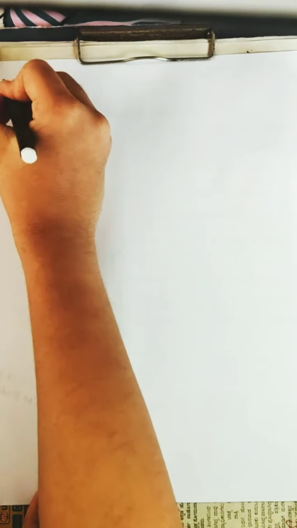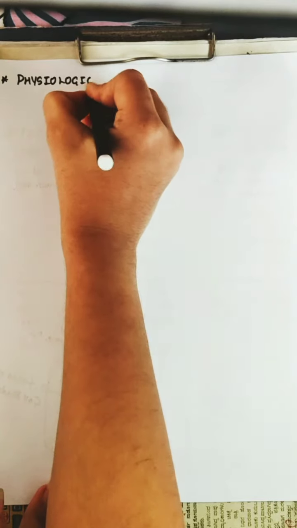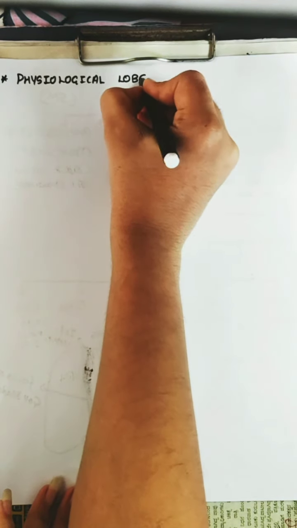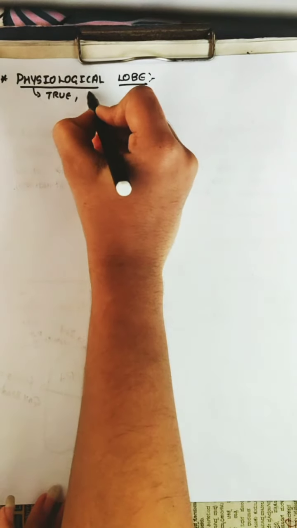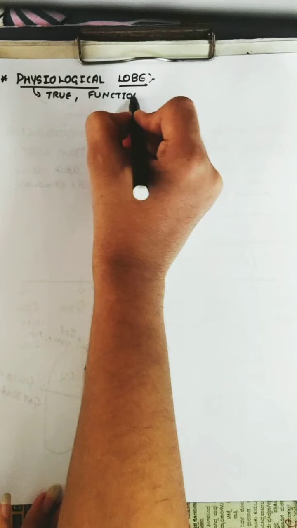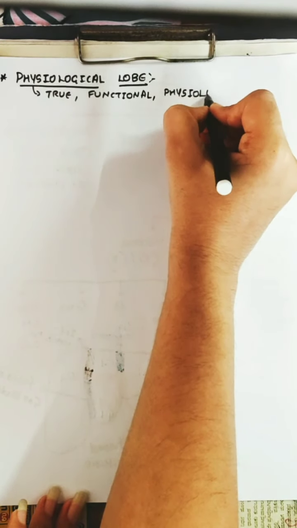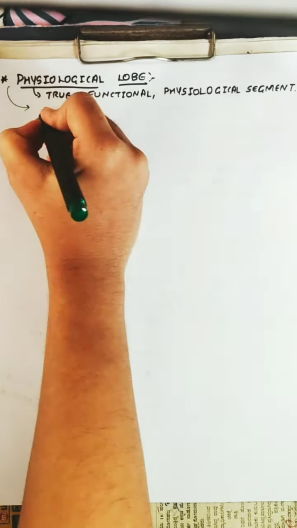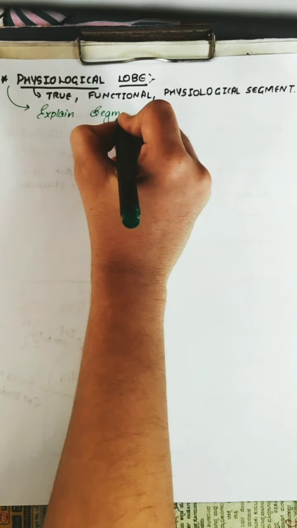So the next point is physiological lobe. Physiological lobe, as I said, is also known as true lobe, or also known as functional lobe, or else physiological segment lobe. Usually this question will be asked: what are the segments of the liver? Explain segments of liver.